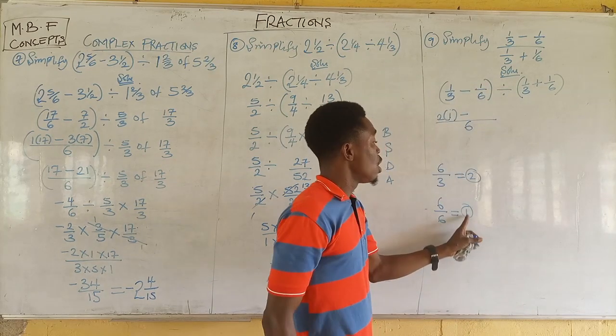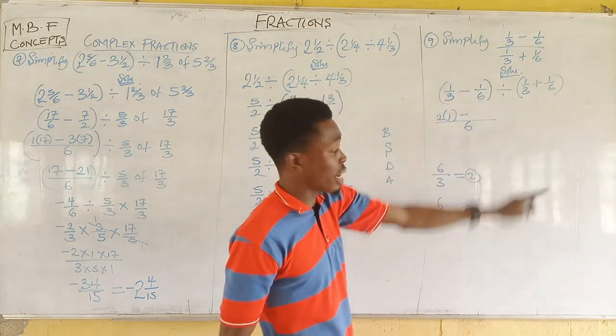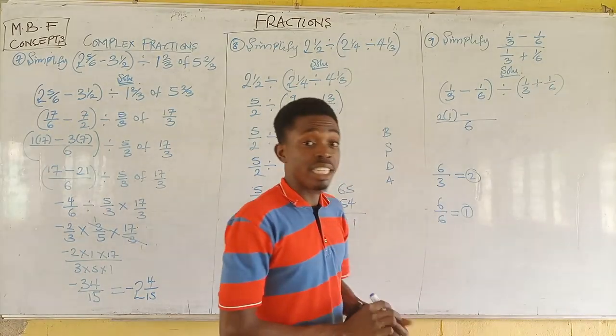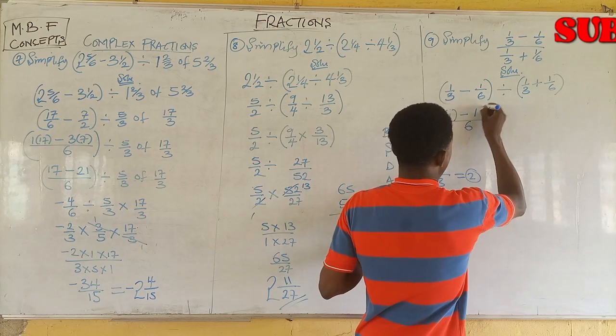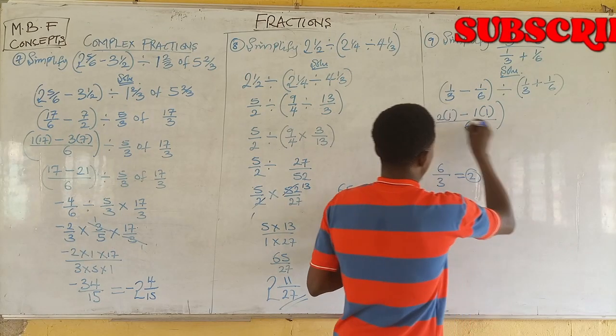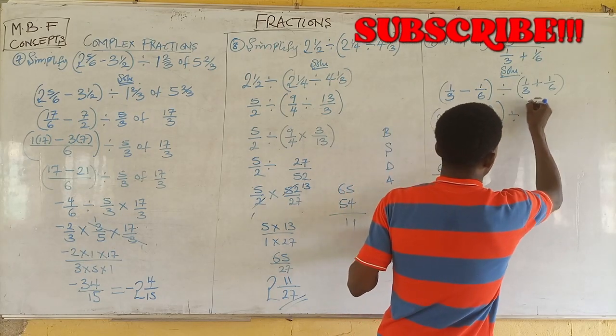And what do we do with this 1? We multiply it by the existing numerator corresponding to the denominator 6, and that is 1. So we're going to have 1 times 1. We have our close bracket, then divided by open bracket.